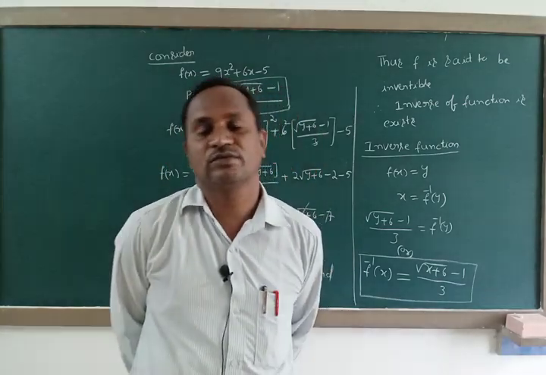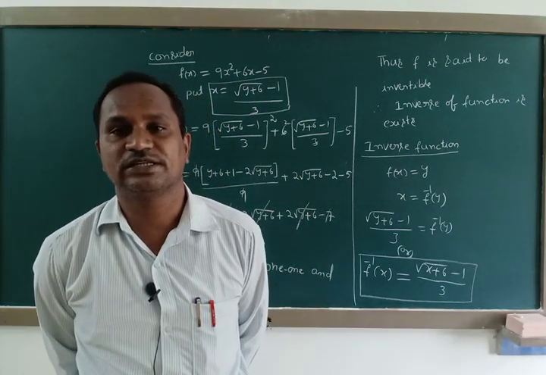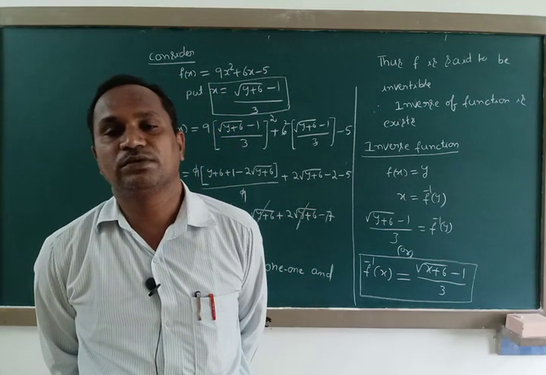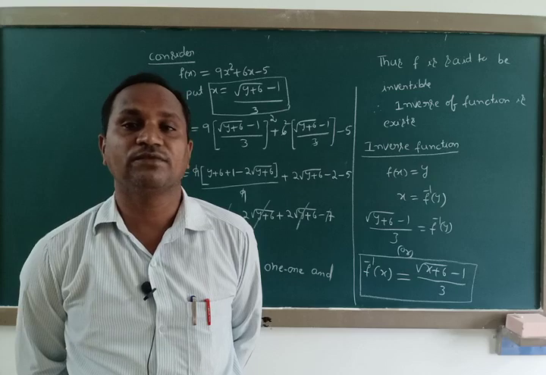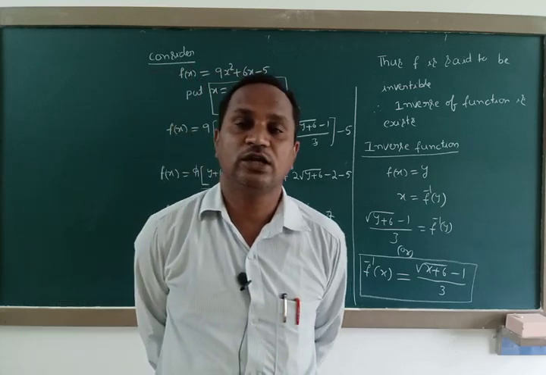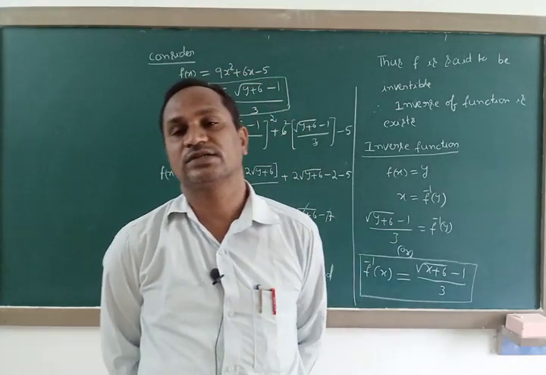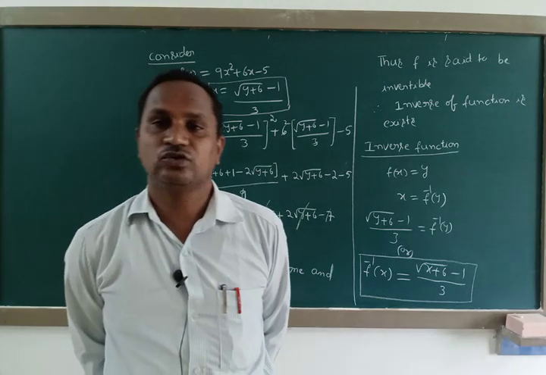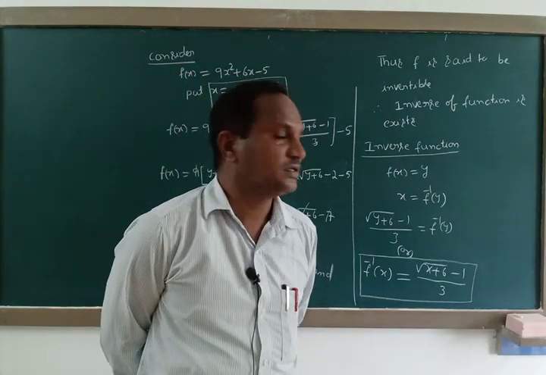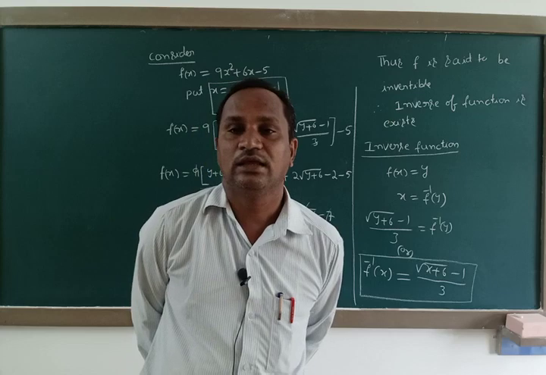When the function forms an inverse, it means the given function f should be both one-one and onto, then only f is said to be invertible. At that time only we can define and write the inverse function for the given function. Tomorrow also we will solve the same types of problems on inverse functions.